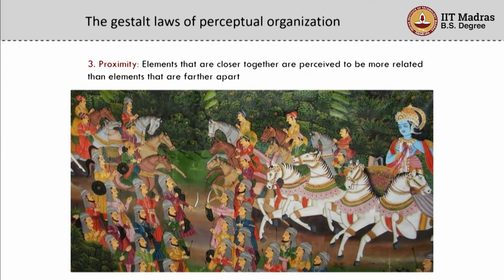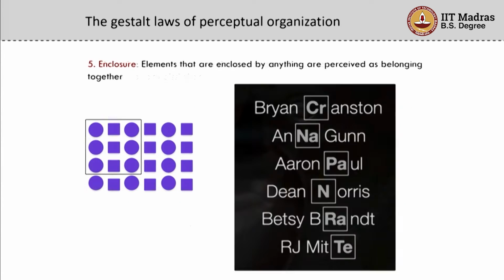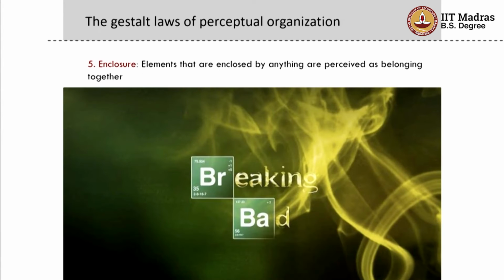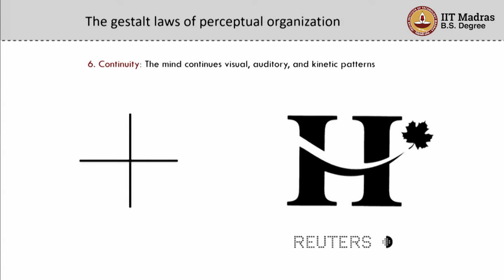Proximity, similarity, closure, enclosure, right. So, anything that is enclosed by something is perceived to be together. So, all these inserts, boxes, all these ways of separating and highlighting and emphasizing. The image on the left, we always see as a horizontal line intersecting a vertical line. Rarely do we describe it as four lines meeting at a point. Okay, we will never see it that way.